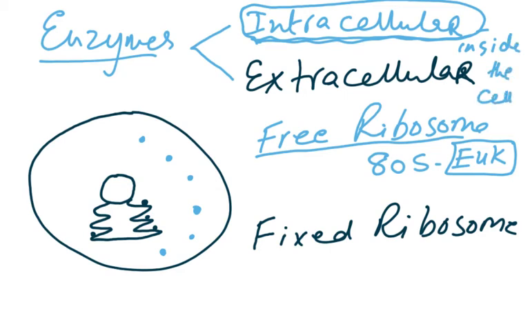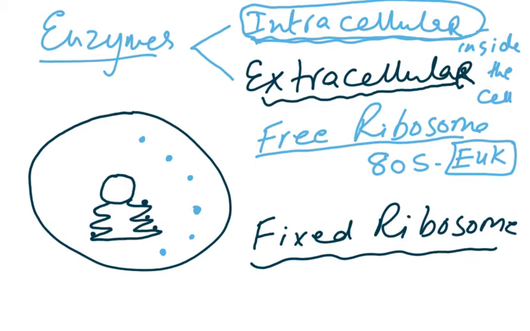Now the extracellular enzymes are the ones which are made on the fixed ribosomes. The fixed ribosomes are the ones which are present on the RER. What we have to understand is that the fixed ribosomes are also 80S. Now we are talking of eukaryotes, and the 80S ribosomes present, free and fixed, are both 80S. The fixed ribosomes are going to make extracellular enzymes.